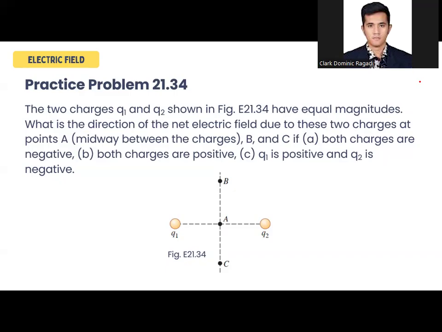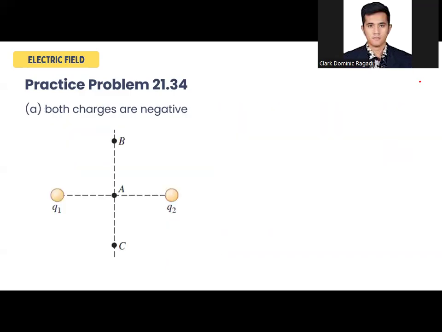Okay, so let's try the first question. Let's do both charges are negative. So this one is negative, this one is also negative. Let's recall, when charges are negative, the electric field line is what? Away or towards? Towards the charge. So our electric field line here is toward our charges. Okay, so for A, so that's our electric field line.